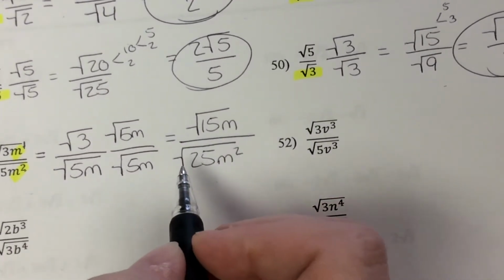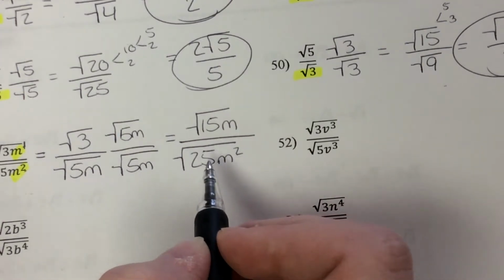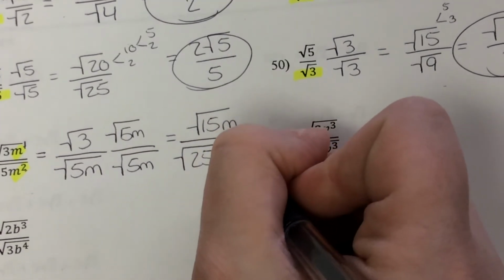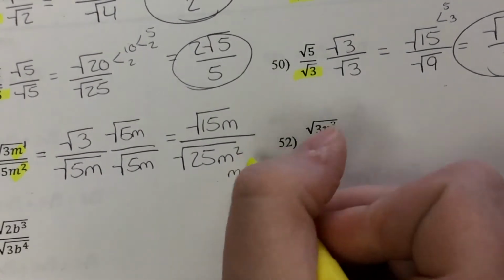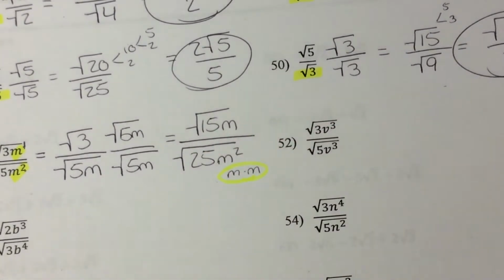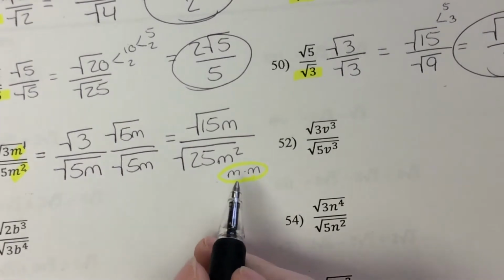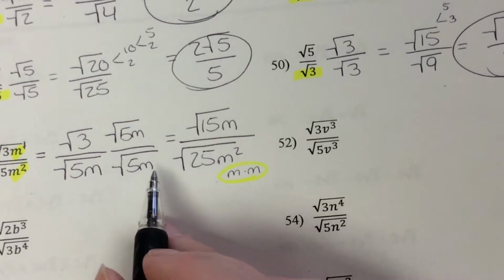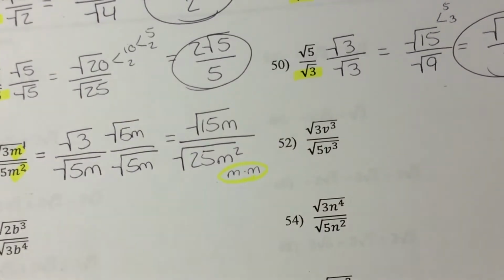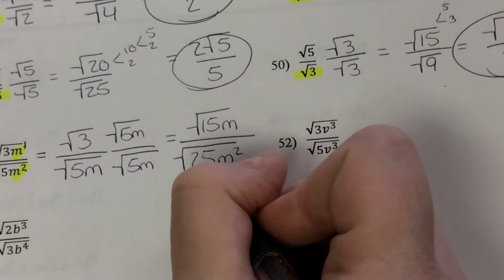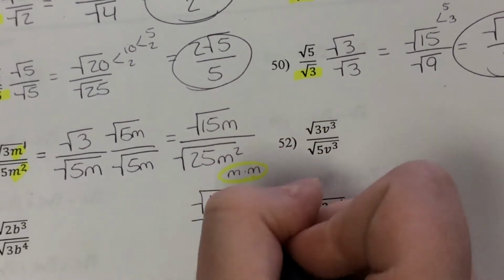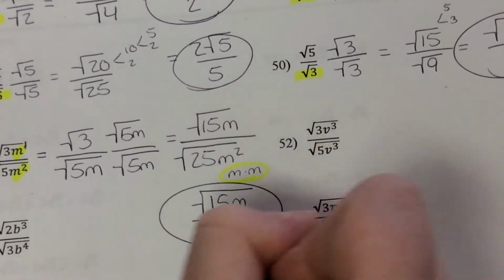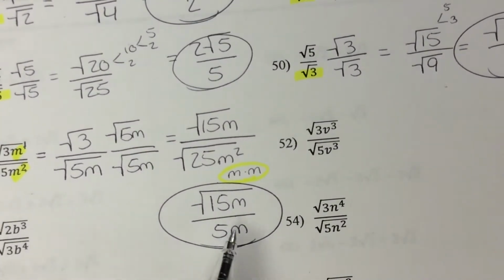But in the denominator, we know that the square root of 25 is 5, and then m squared, remember, is like m times m, and you can take things outside of the radical as long as they are in pairs. So we can also take out an m. So we're going to have just 5 and m on the outside of this radical with nobody left at home. So this becomes radical 15m over 5m. And you can't reduce those now because 5m is a coefficient, and in the top it's a radicand. All right, 52.